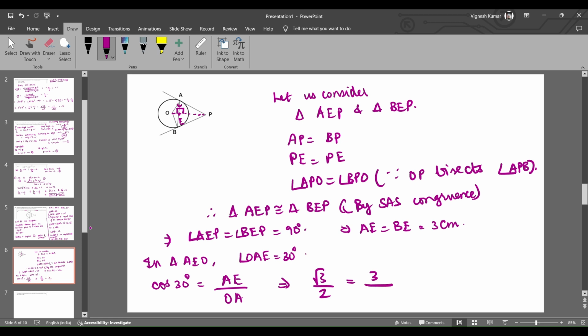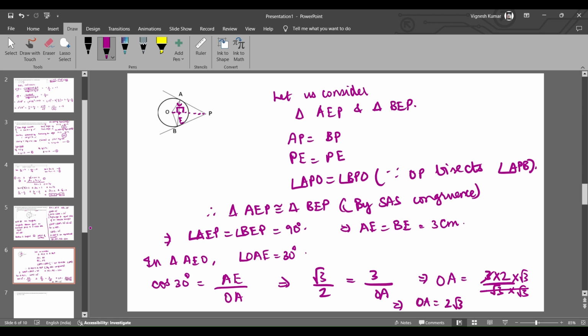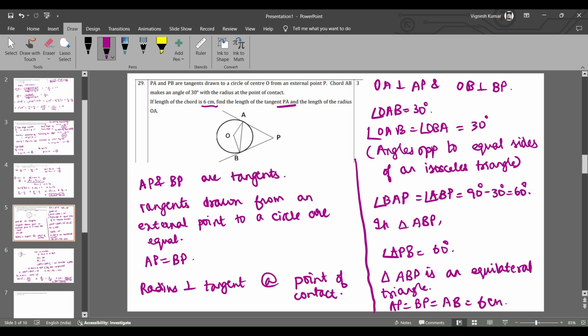divided by the hypotenuse OA value, that is the radius that we have to find. So OA is equal to 3 into 2 by root 3. So OA will be 2 root 3 centimeter. So the radius of the circle that is asked in this question will be 2 root 3 centimeter. I hope this question is clear to you. Let us move on to the next question.